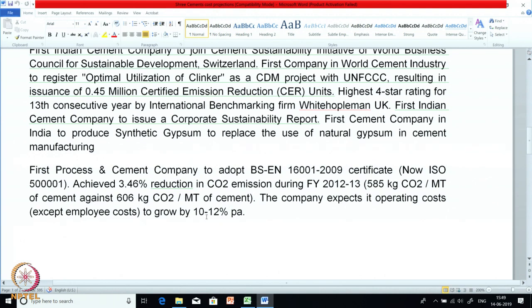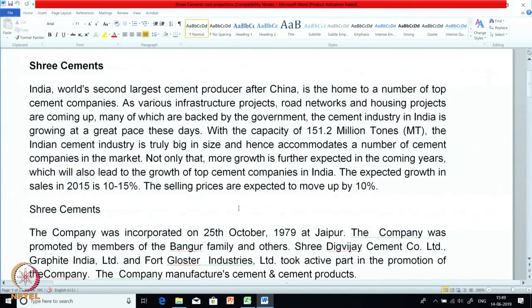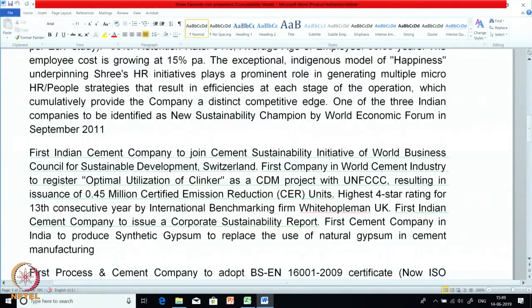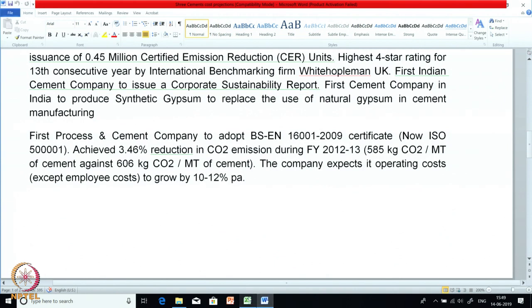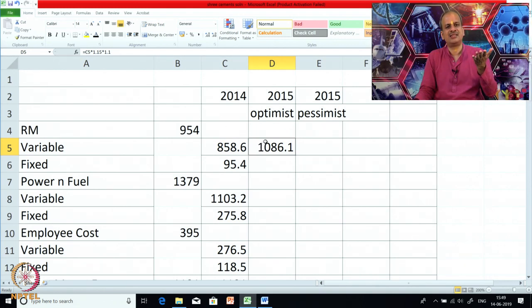See, operating costs are likely to grow by 10 to 12%, and what about the raw material cost? I think everything other than employee cost will be 10 to 12%. So raw material cost is also going to increase by 10 to 12%. Since this is an optimistic projection, we are going to consider 15% growth, that is a growth of volume which is higher side but lower side growth of prices, that is raw material prices. So you are getting 1086. Now for the fixed component, we will just consider 10% rise, which is 104.